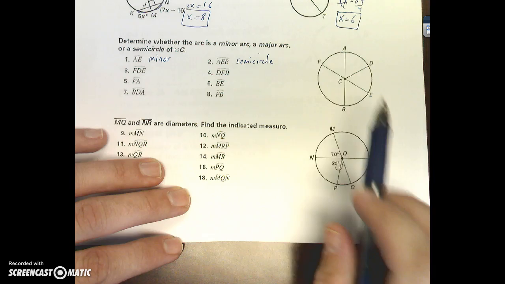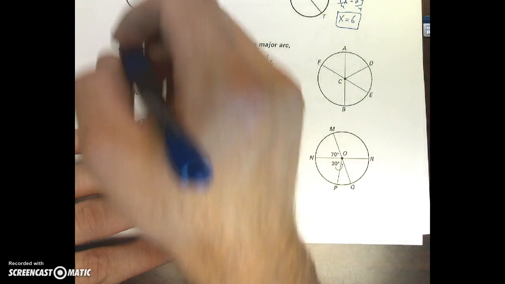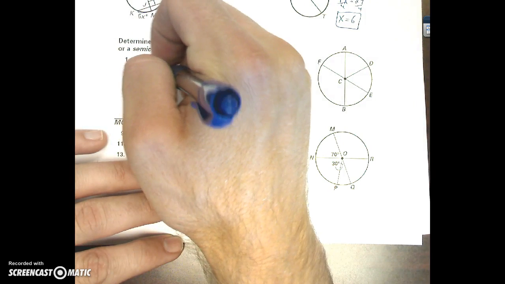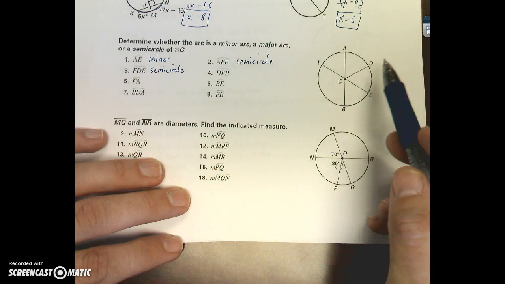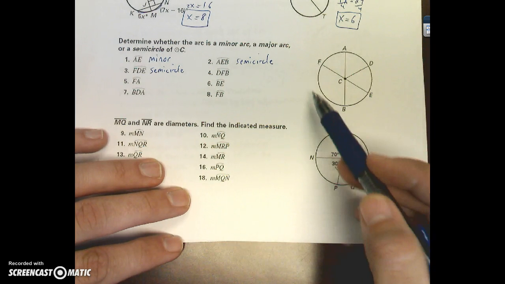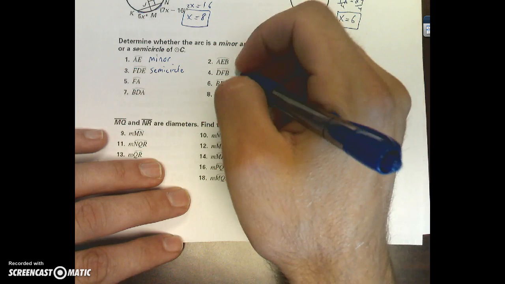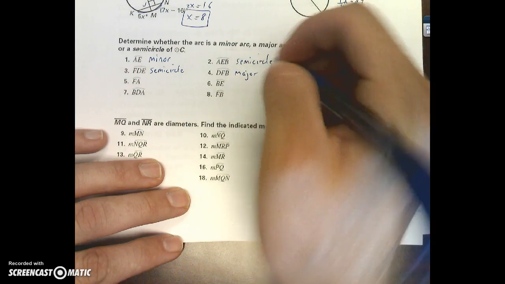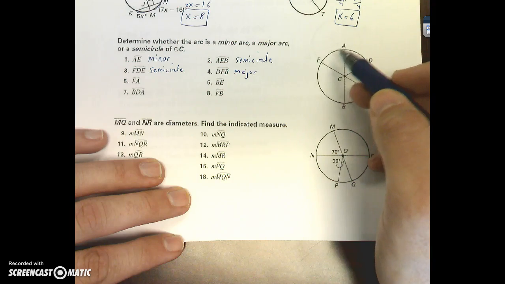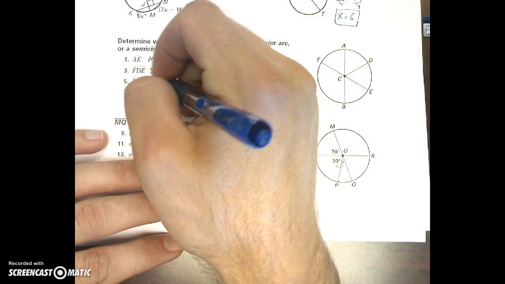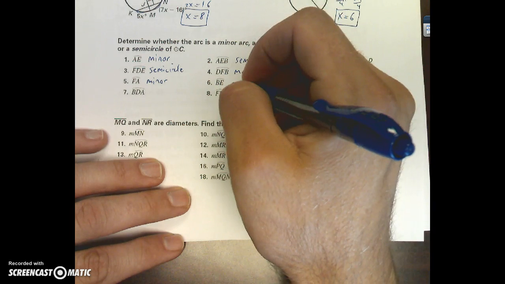FDE, starting, going here, all the way across, another straight line. Here is your semicircle again. DFB, we have DFB. Notice this goes past a straight line. This is known as a major arc. FA, from F to A, real simple, real short, minor. BE, simple, short, minor.